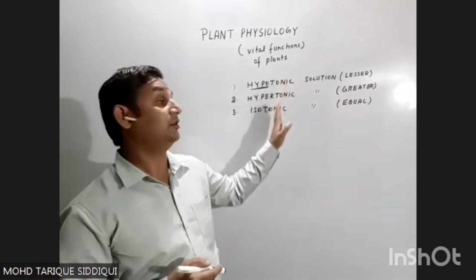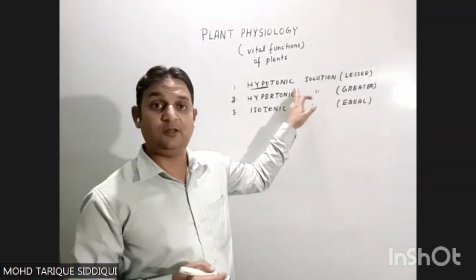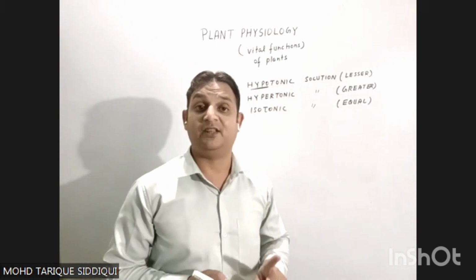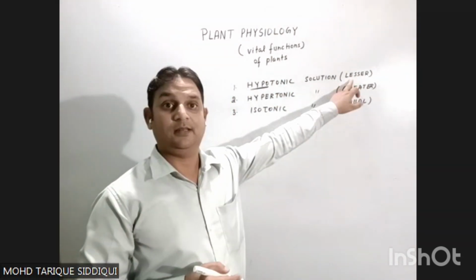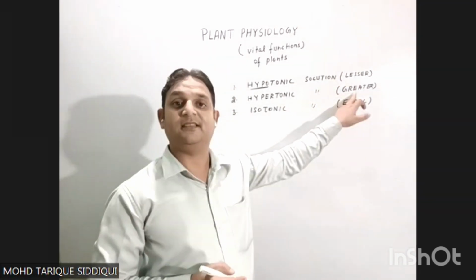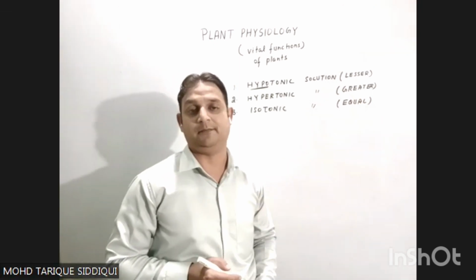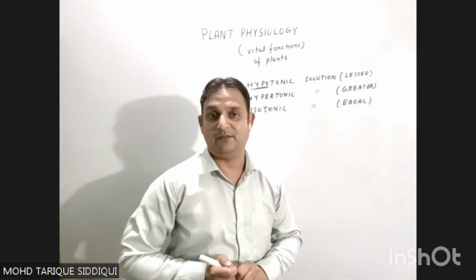So we talk about three types of solution with respect to cell sap. Hypotonic solution is that solution whose concentration is lesser as compared to the concentration of cell sap. Here greater than the concentration of cell sap. Here equal to the concentration of cell sap. So three types of solution we have here.